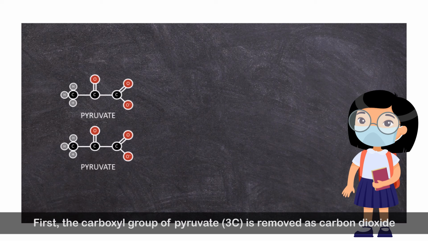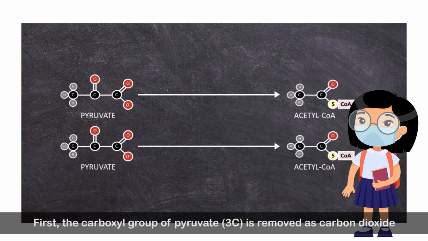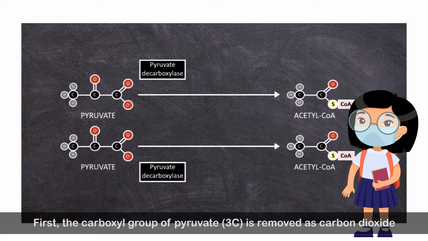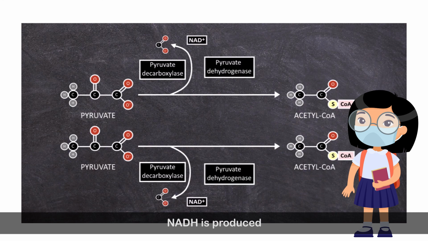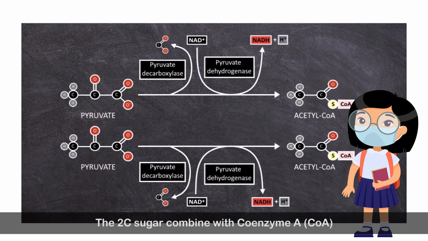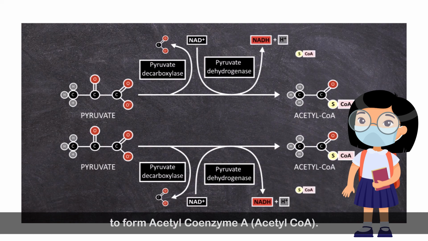First, the carboxyl group of pyruvate, 3C, is removed as carbon dioxide in a decarboxylation process and produces a 2C sugar. NADH is produced. The 2C sugar combines with coenzyme A to form acetyl coenzyme A.